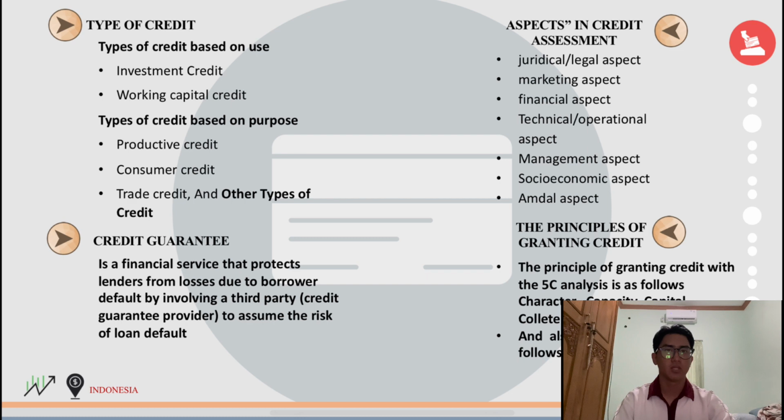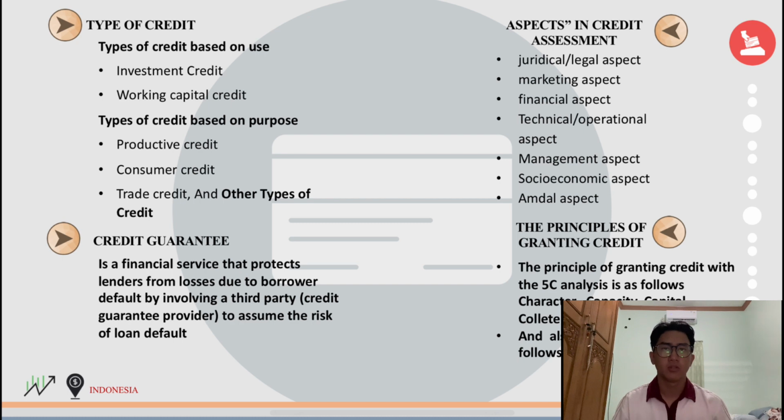Next, types of credit based on business sector. First is agricultural credit. This type of credit is used for the plantation sector and smallholder agriculture. Next is housing loans. This type of credit is used for the cost of building or buying a house. Next is professional credit. This type of credit is given to professionals such as lecturers, lawyers, and doctors. And there are many other sectors.